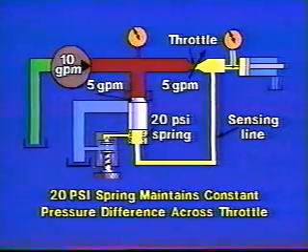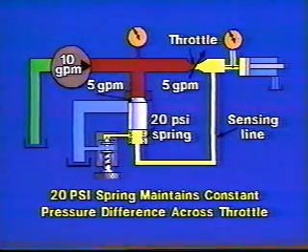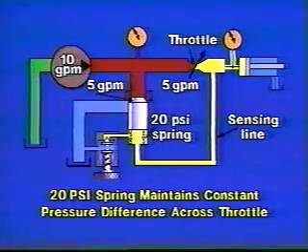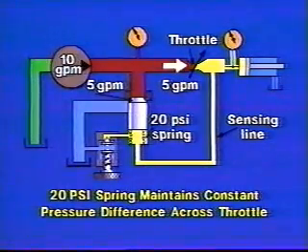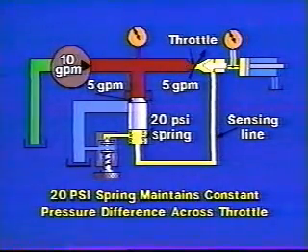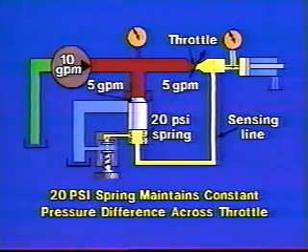So we would have 5 gallons per minute taking this path, the other 5 moving the cylinder piston. With pressure at this point 20 psi, when the pressure at this point 0. Assuming no load, the pressure difference across our orifice is 20 psi.